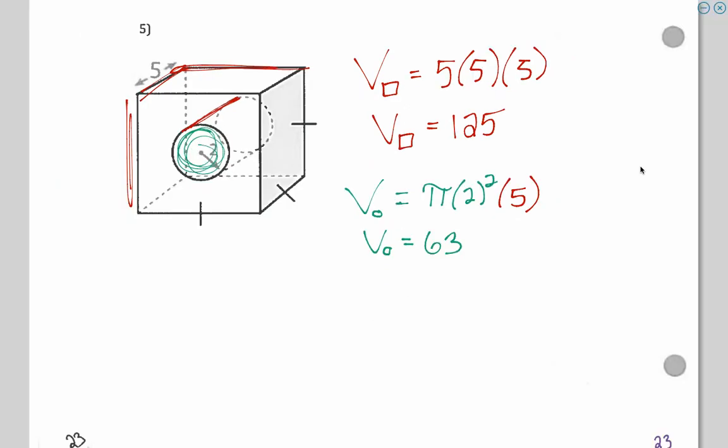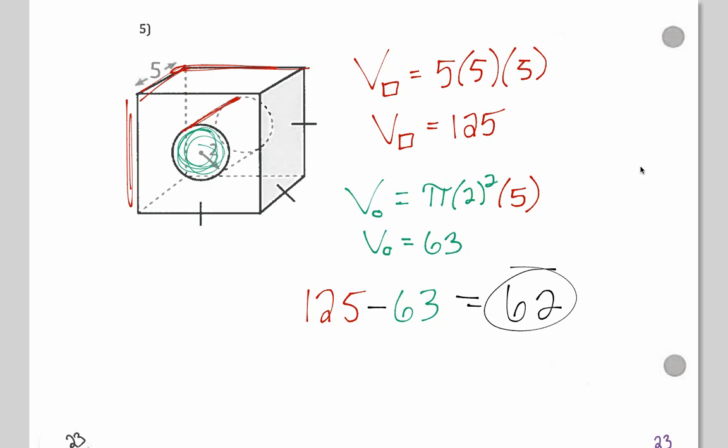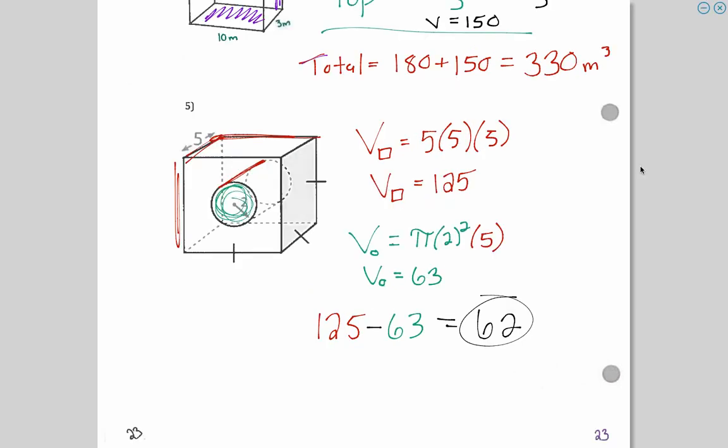This time we're not going to add them though. Since we're removing the core, we're going to do 125 and remove the 63. That's going to be 62. So we almost removed half of the volume by taking out that cylinder.